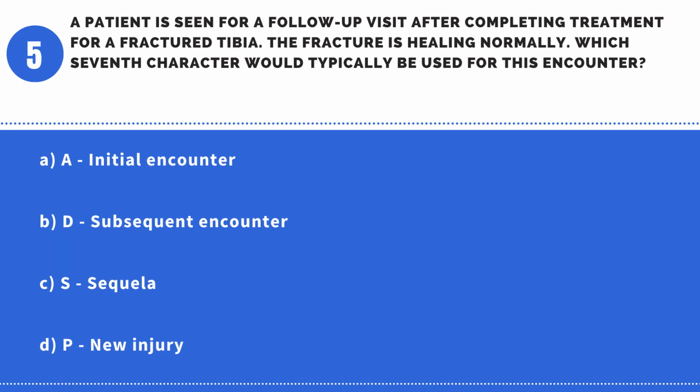Question 5. A patient is seen for a follow-up visit after completing treatment for a fractured tibia. The fracture is healing normally. Which 7th character would typically be used for this encounter? A. A. Initial encounter. B. D. Subsequent encounter. C. S. Sequela. D. P. New injury.